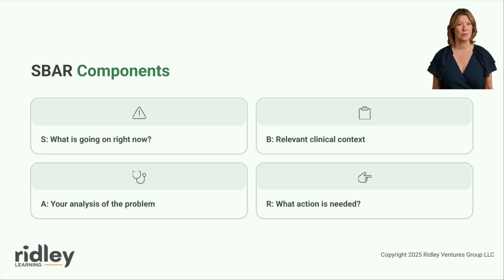The power of SBAR lies in its structure. It forces the sender to organize their thoughts before communicating, and it sets clear expectations for the receiver about the information they are about to hear. This reduces ambiguity, prevents vital information from being omitted, and allows for a clear and direct request for action. It is an essential tool for overcoming authority gradients and empowering all team members to speak up with concerns in a professional and effective manner.